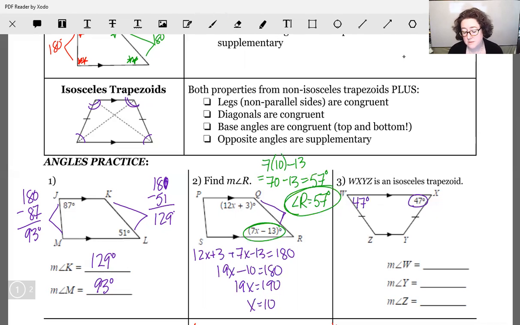But then I also know that my same side interior or my consecutive interior angles have to add to 180. So I also need to do 180 minus 47. So 180 take away 47, we have 133 degrees, and that will be the other base angles. Again, makes sense with the size of the angle. It is an obtuse angle. So that means angle W is 47 degrees, angle Y is 133 degrees, and angle Z, that's the other base angle down on segment ZY, so that's also 133.